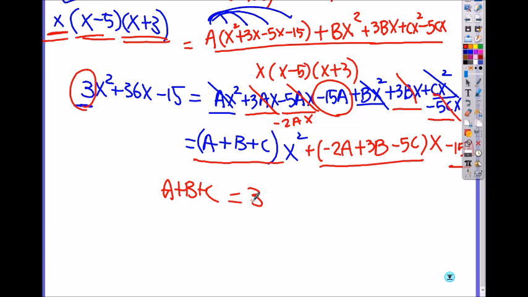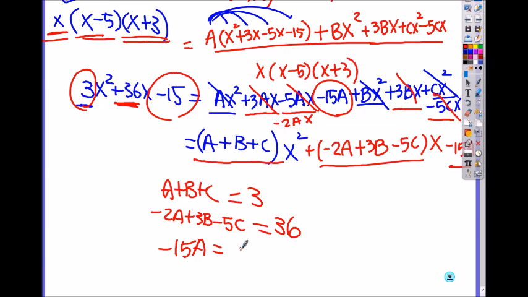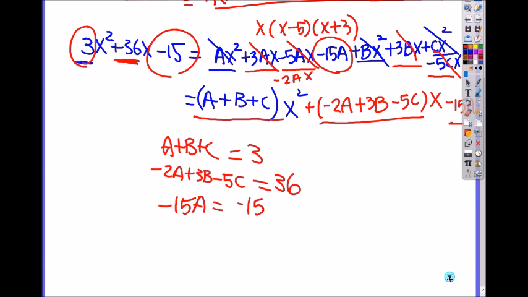All right. Now, coefficient of x is what? Negative 2a plus 3b minus 5c. Right? Coefficient of x, the number in front of x. What should it equal to? 36. What's the constant? Negative 15 A, which is the constant. What should that equal to? Negative 15. Oh! That was like a bonus equation, right?